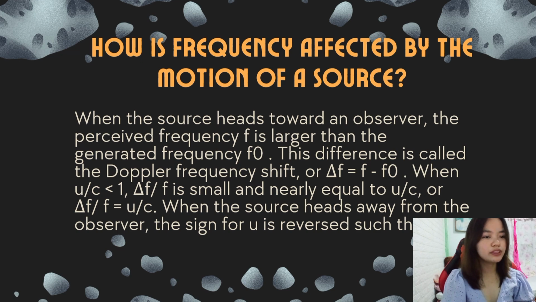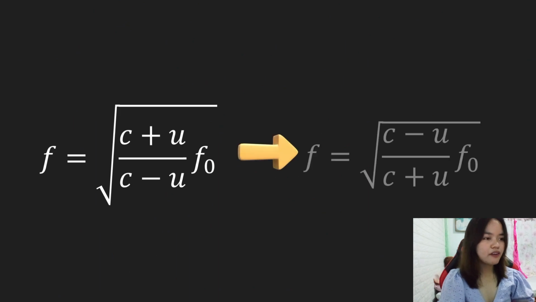This difference is called the Doppler frequency shift, or change in frequency equals generated frequency. When u over c is less than 1, the change in frequency over frequency is small and nearly equal to u over c, or change in frequency over f equals u over c. When the source heads away from the observer, the sign for u is reversed, such that the formula becomes f equals square root of (c minus u) over (c plus u) multiplied by f sub 0.